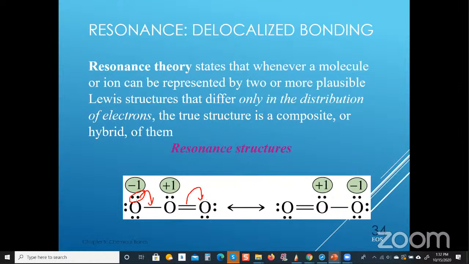Any questions? With resonance structures, do the electrons just vibrate back and forth? Okay. Not quite.